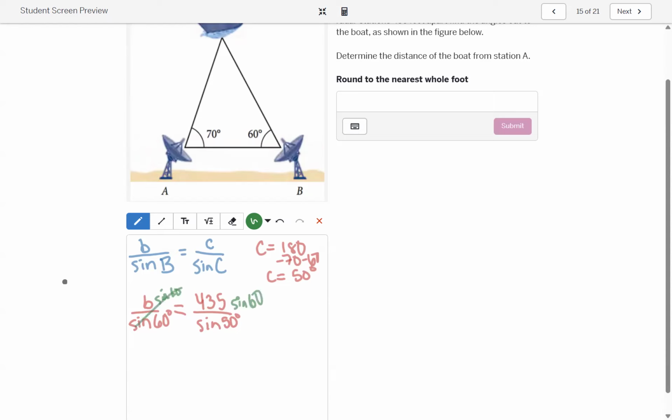So we're going to multiply by the sine of 60 on both sides. And now we got something we can crunch: 435 sine 60, divided by sine 50. So side B is 491.7744 and so on. Round to the nearest foot, 492.